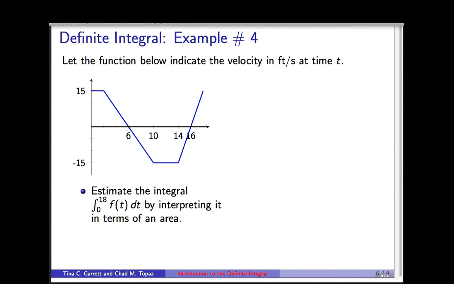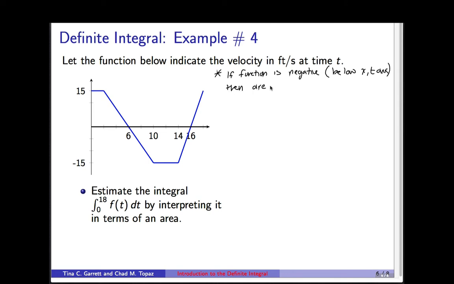Okay, so let's look at another example using the same graph, and in this case we're going to look at trying to estimate the integral from 0 to 18 of f of t dt by interpreting terms of area. And so there's something you need to know that's important, and I'm going to write it down here, that if the function is negative, and you want to think of that like below the t-axis, then the area between the function and the axis contributes negatively to the integral.